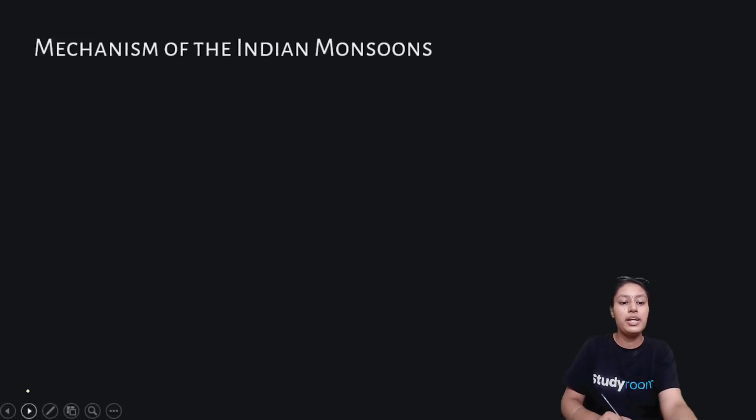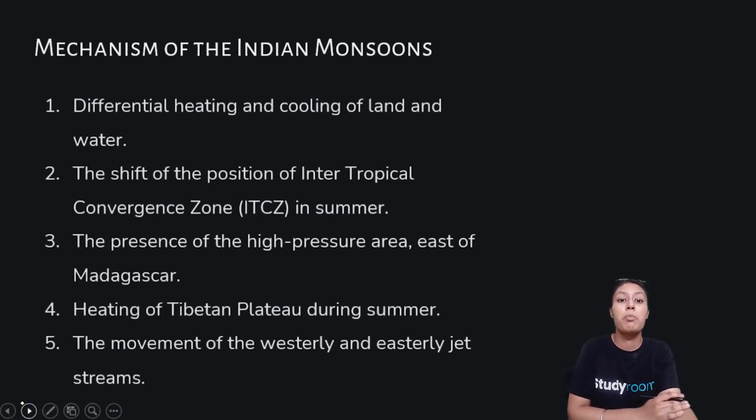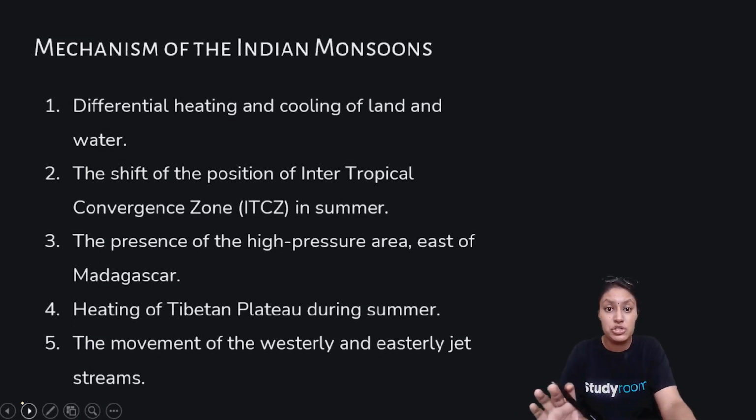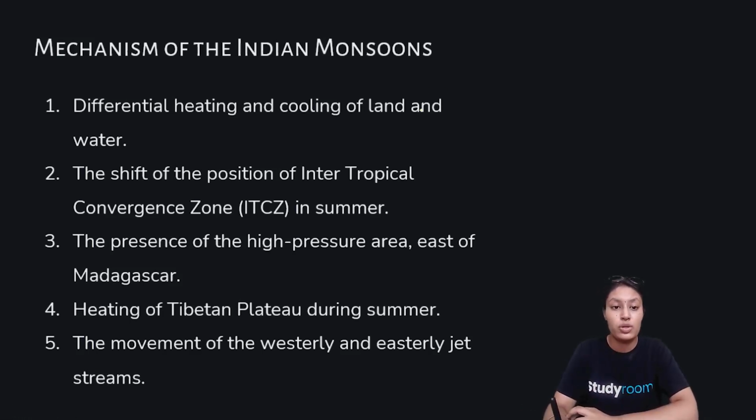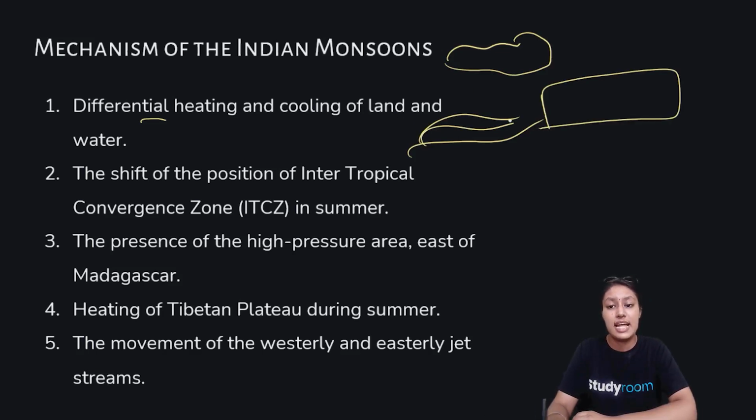Now we'll talk in detail about India and the Indian monsoon. Very important. India is a tropical and subtropical region both. What affects monsoon in India and what is the mechanism of the Indian monsoon? Let's understand. First is the differential heating and cooling of land and water. We have discussed this as well. If there is water in this area and land in this area, land comparatively cools down or heats up faster as compared to sea. Sea takes time to cool down, sea takes time to heat up.